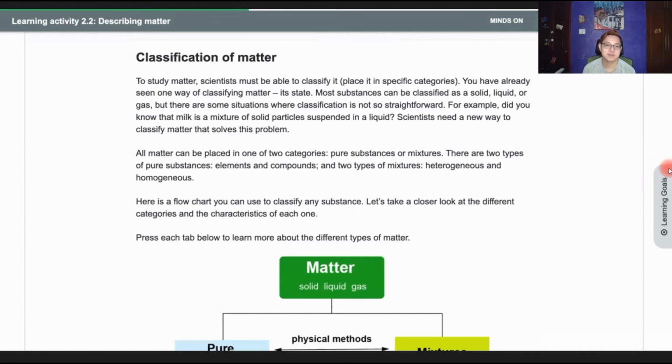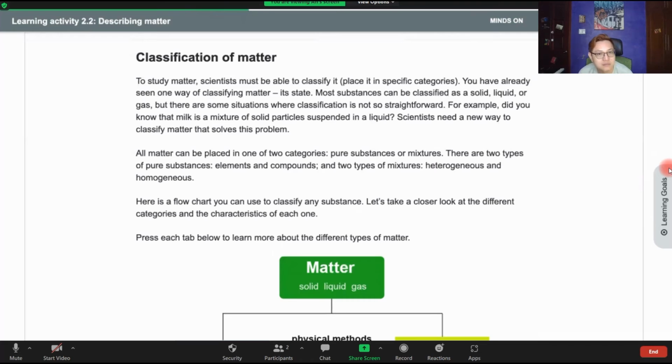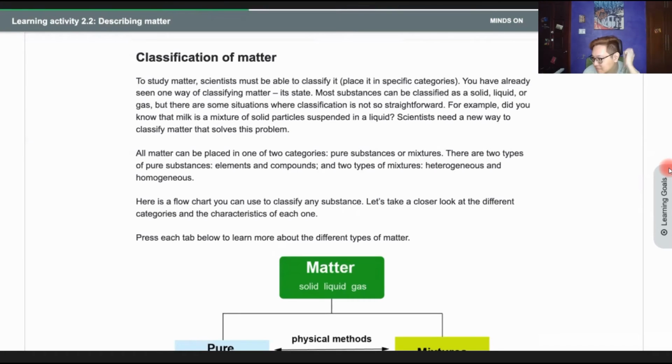Classification of matter. To study matter, scientists must be able to classify it, placing it in a specific category. You have already seen one way of classifying matter, its state. Most substances can be classified as a solid, liquid, or gas, but there are some situations where classification is not so straightforward. For example, did you know that milk is a mixture of solid particles suspended in liquid?